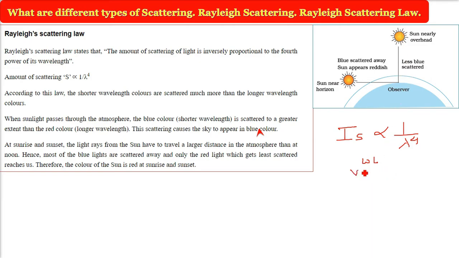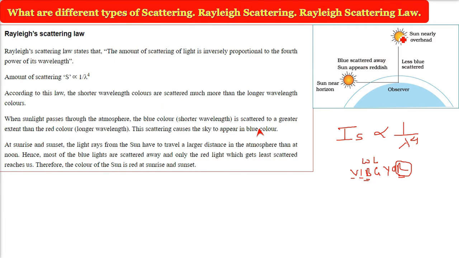Now we have VIBGYOR. You see the highest wavelength is of red light, with the lowest frequency. The higher the wavelength, the lower the scattering. That is why red light scatters less. And for blue, violet, indigo, mostly we are talking about blue, lambda is less, that is, the frequency is higher. Because lambda is less, it is inversely proportional to intensity of scattering, so it will be scattered more. So shorter wavelength colors are scattered more than longer wavelength colors.